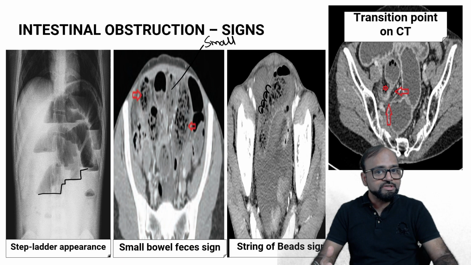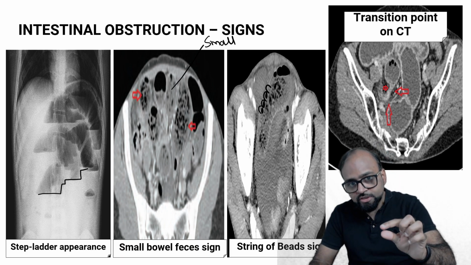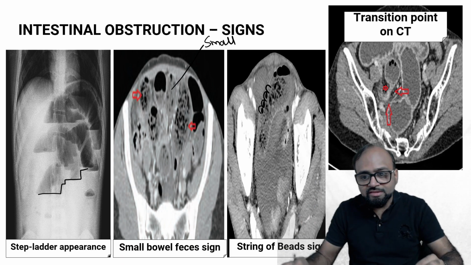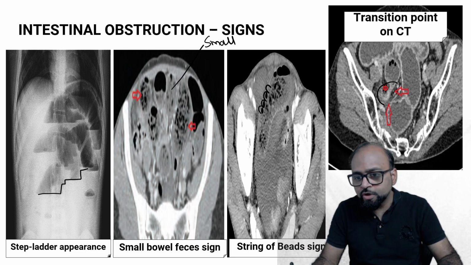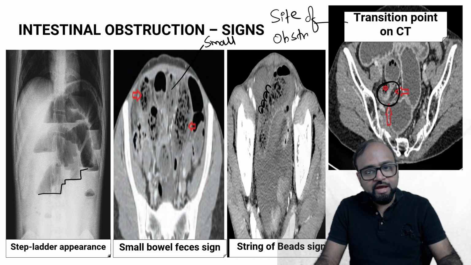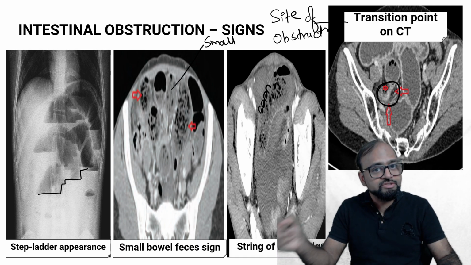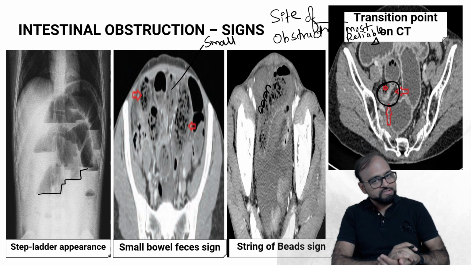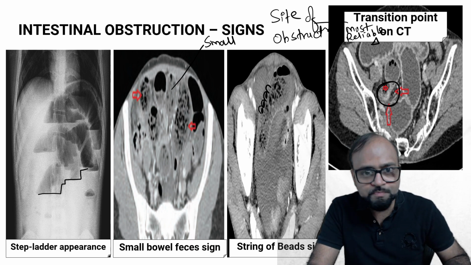And when we do a CT scan, we look for the site of obstruction where the bowel lumen is extremely narrow. Proximal to it, the bowel lumen is dilated. This is what is called as the transition point. As you can see here, this transition point is showing us the site of obstruction, and therefore the identification of transition point on CT scan is the most reliable diagnostic criteria on a CT scan.